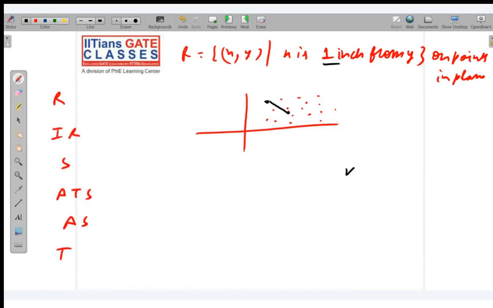X should be related to x. X related to x means what? X is 1 inch from x. Is it possible? No. Never possible. It is 0. Irreflexive, 100%. Yes. Okay, because there is no self loop.